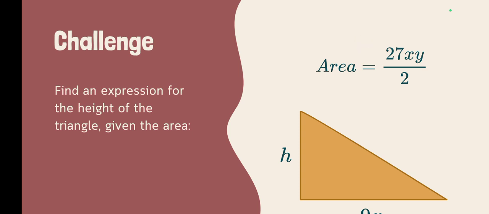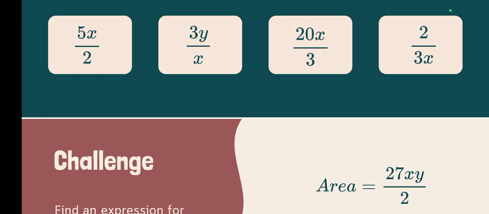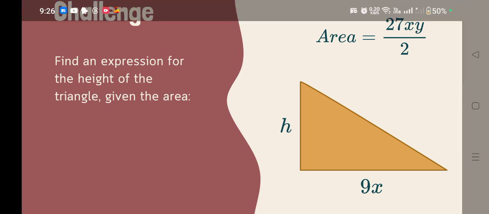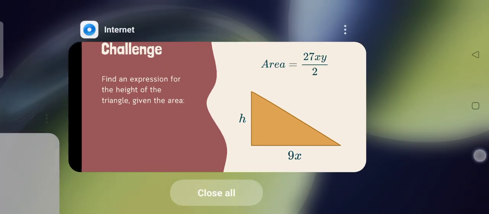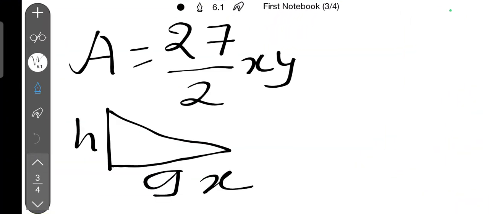So now here you need to find out the height of a triangle where the area of the triangle is given as 27xy by 2. So now let's solve this question on the whiteboard. Here we are given A is equal to 27 by 2 xy, the height of the triangle is h and the base of the triangle is 9x. So now let's solve.